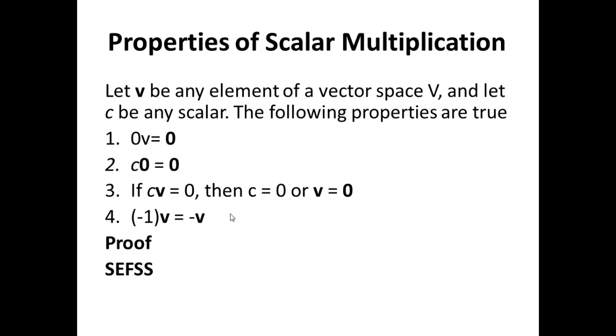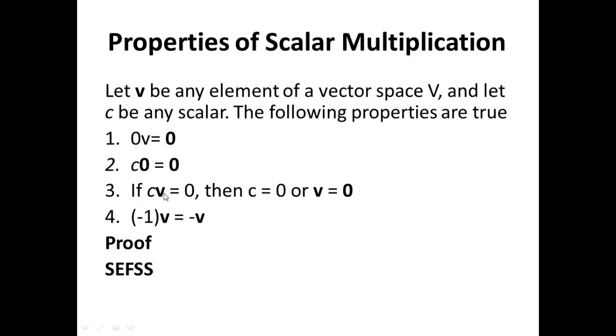Here are some properties of scalar multiplication. Let v be an element in big V, where the little v is a vector and big V is the vector space, and let c be any scalar. Then the following are true. 0 times v equals 0. This 0 here is a scalar and this other 0 is a vector. c times 0 equals 0. This c is a scalar, this 0 is a vector, and this other 0 here is a vector.